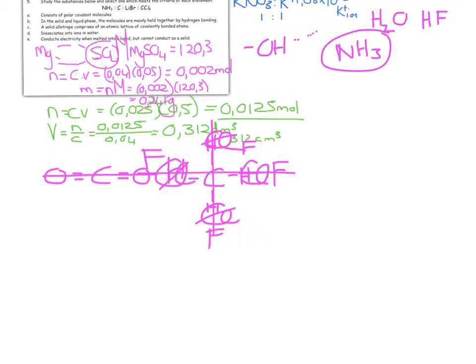The next one is a solid allotrope comprising an atomic lattice of covalently bonded atoms. We just talked about the fact that carbon is covalently bonded completely through the entire lattice. So it's an atomic lattice of covalently bonded atoms. So carbon is your correct answer there. Dissociates into ions. There's only one ionic substance there, so lithium bromide is your correct answer. And conducts electricity when melted into a liquid, but not as a solid. That is characteristic of any ionic substance, and so lithium bromide is the answer there too.